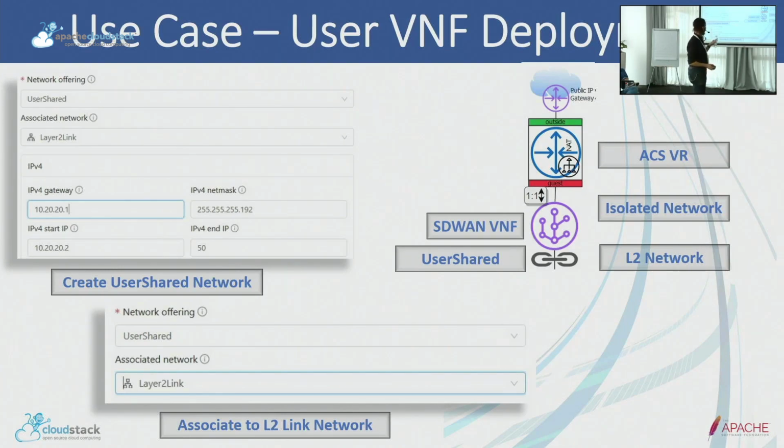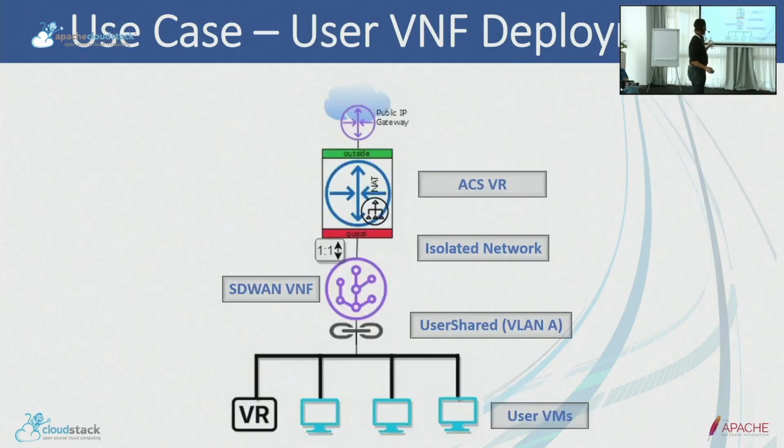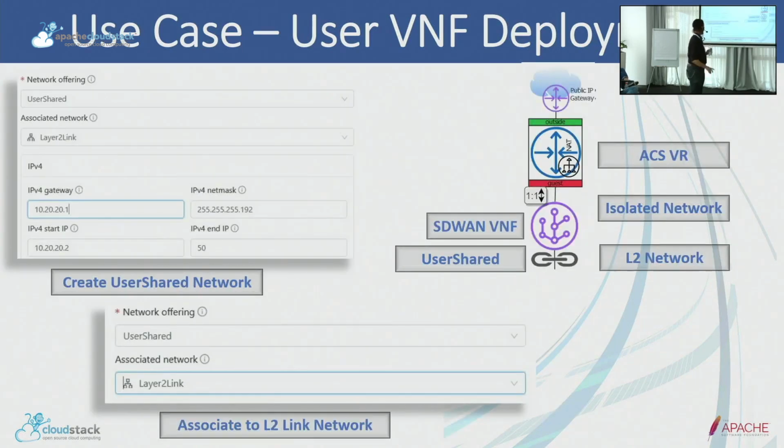So from now on, I'll refer to that layer 2 network just as VLAN A. Let's forget that the layer 2 network exists. So there we have a solution, top to bottom, with your VM traffic passing through a VNF and out through the isolated network. And you have the CloudStack VR, which I purposefully did not use the router symbol for, because it doesn't really act as a VR. Just DHCP and DNS; it has lots of good features, but not routing.